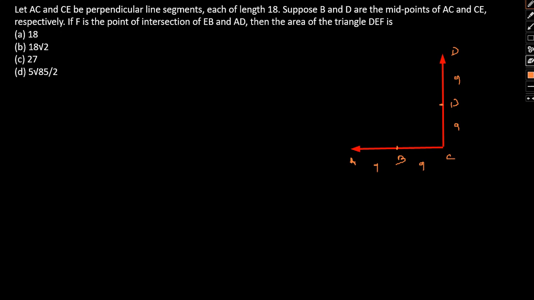This is E, right? So I joined EB, I joined AD. So this point is F. We just join this point as well. Then find the area of triangle DEF. So we need to find this particular triangle's area. So I hope this is clear.